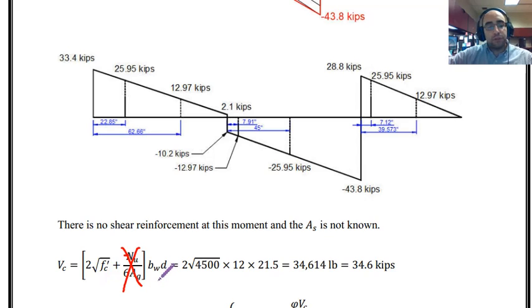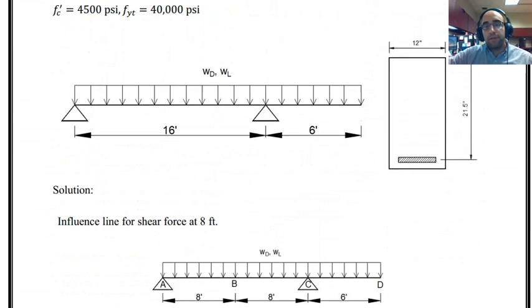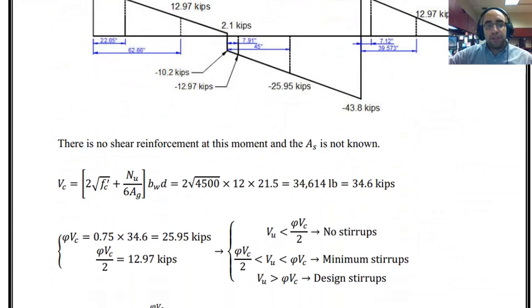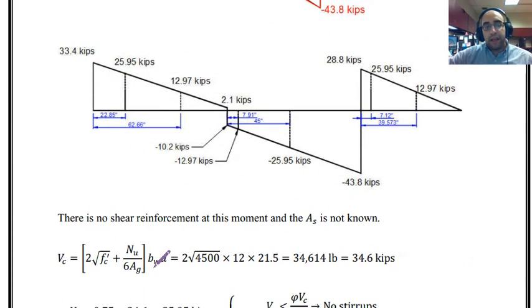So 2 square root of F prime C is 2 square root of 4,500. BWD: B is 12 inches, and D is equal to 21.5 inches. Putting these parameters inside the equation, we can see VC is equal to 34.6 kips.